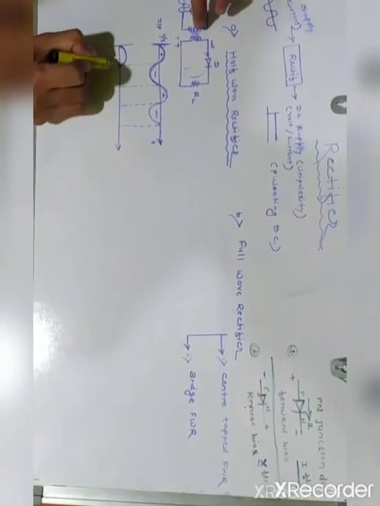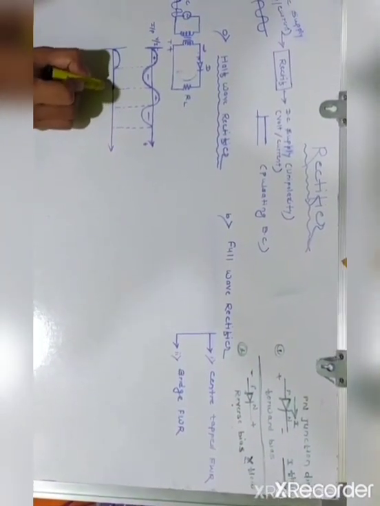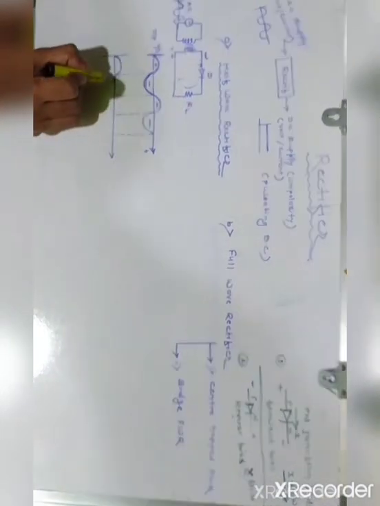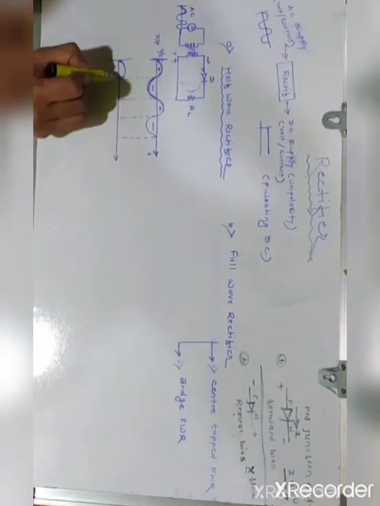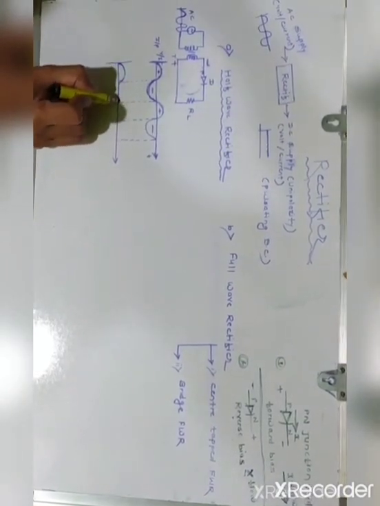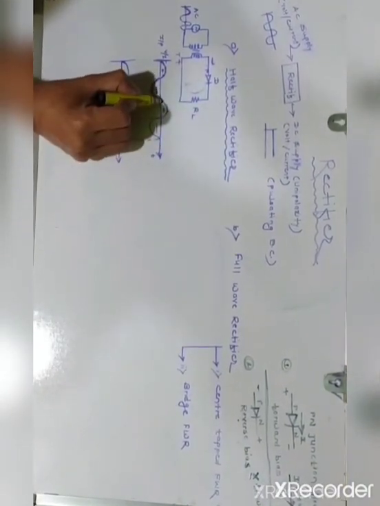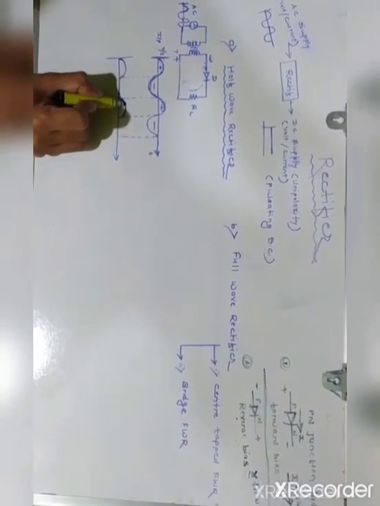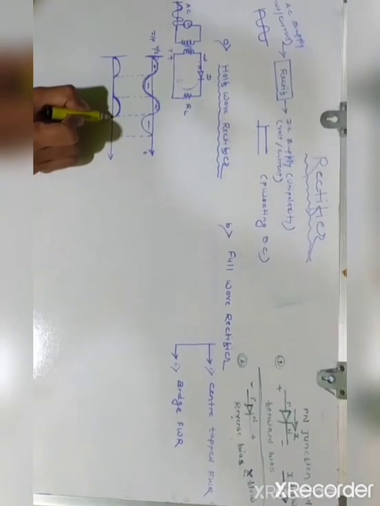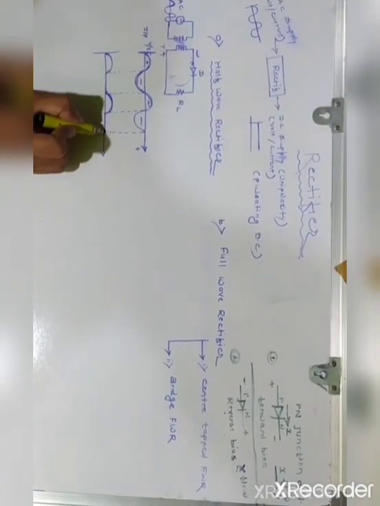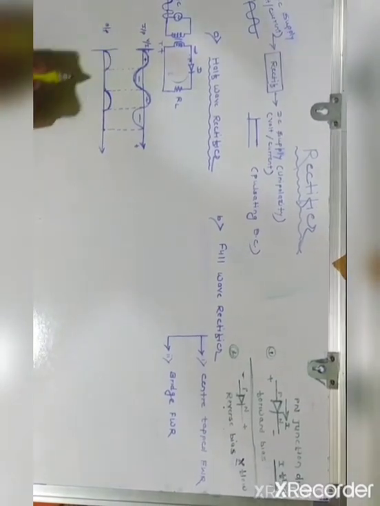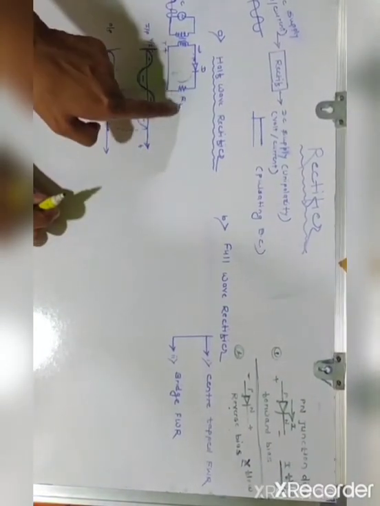And during the negative half cycle, what happened? I have just drawn it here. During the negative half cycle, there is no output. Again, during the next positive half cycle, you are getting the output. During the negative half cycle, there will be no flow of current, right? Means what? This is your output. You are getting this at the output side.